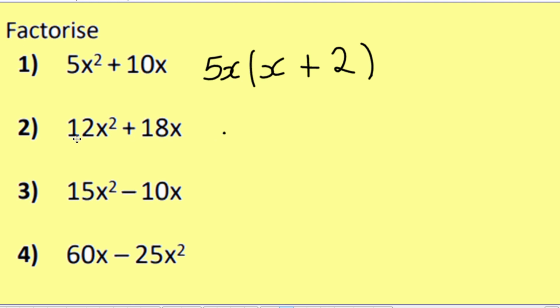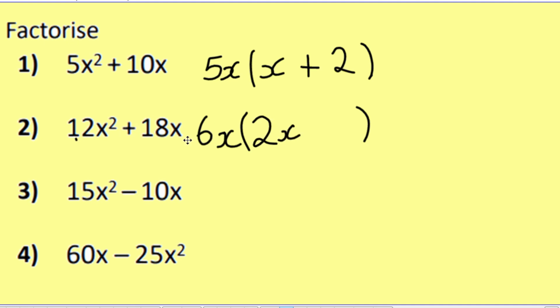Okay, looking for a number that goes into 12 and 18. The largest one there is going to be 6. So the largest number and the smallest value of x. So this is x squared. So x goes outside, just x. Okay, I need to make 12x squared. So to make 12 from 6, I times by 2. And to make x squared, I need another x.